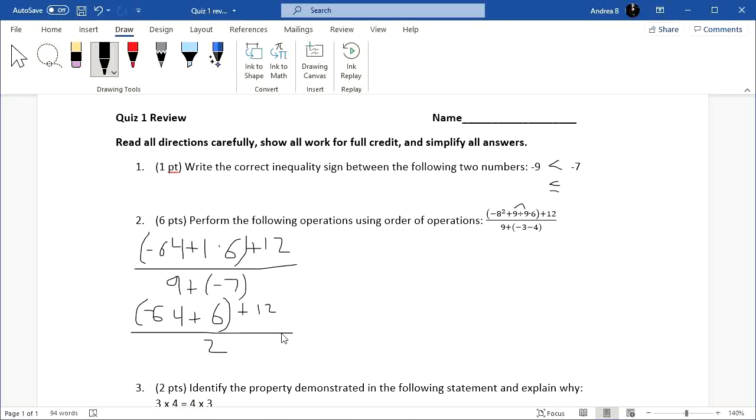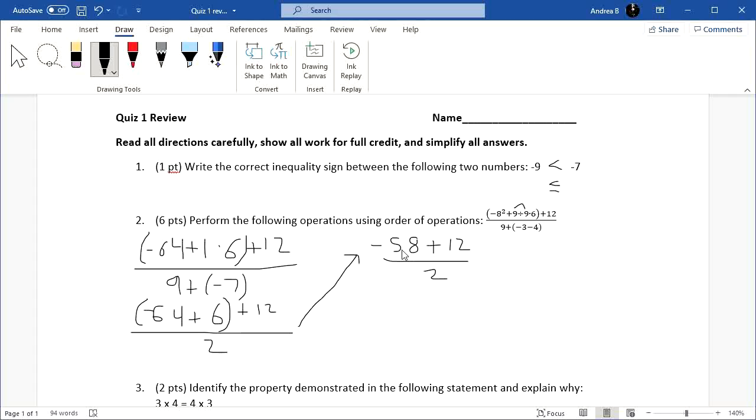Next, keep working in the parentheses. So we're running out of room here, so we'll go to the next side here. So -64 plus 6, we would get a -58. And remember, you can use your calculator to help you break up some of these steps as well, but make sure that you are showing your work. Don't try and plug it all in at once. You will not get full credit without showing some work. And then we'd still have the +12. We can drop those parentheses now since we've done everything inside the parentheses in the numerator. And then we still have the 2 in the denominator.